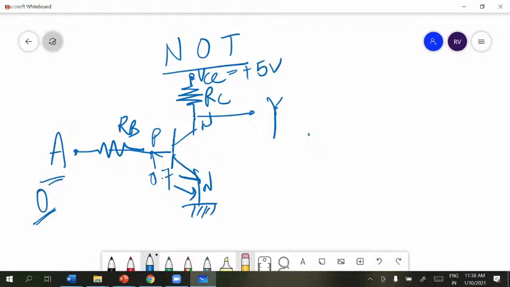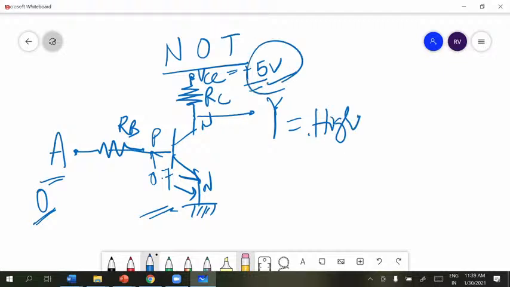So whenever the input A is equal to 0, the transistor goes to cutoff condition. Therefore, whatever the supply voltage is there, that is available as the output voltage. Some voltage is dropped across this and we get high voltage here. Whatever is available here will be available. When you give low voltage, you get high voltage.